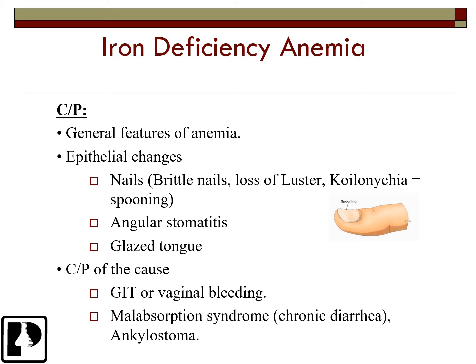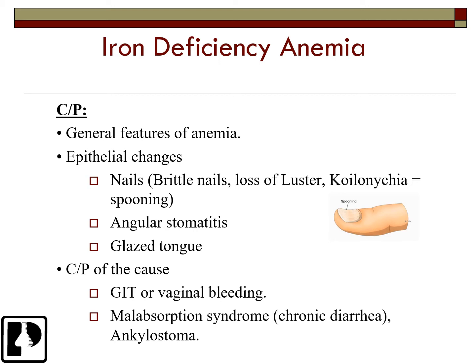The shape of the nail becomes spooning, like a spoon. Angular stomatitis is inflammation in the angle of the mouth, and this is very characteristic for iron deficiency. Glazed tongue means that the tongue, which normally has brush borders on the cells, loses this brush border and becomes red and glazed.